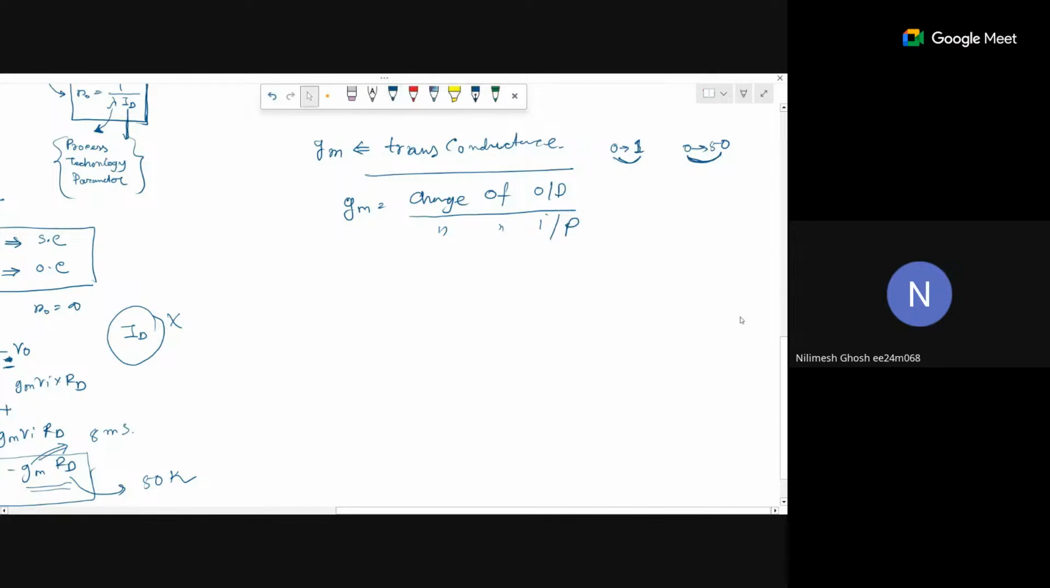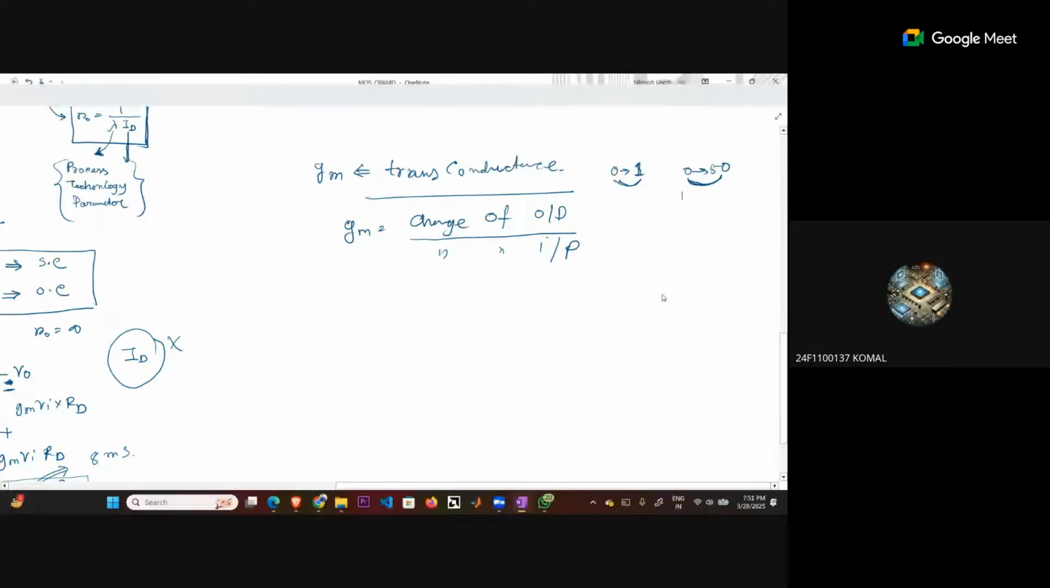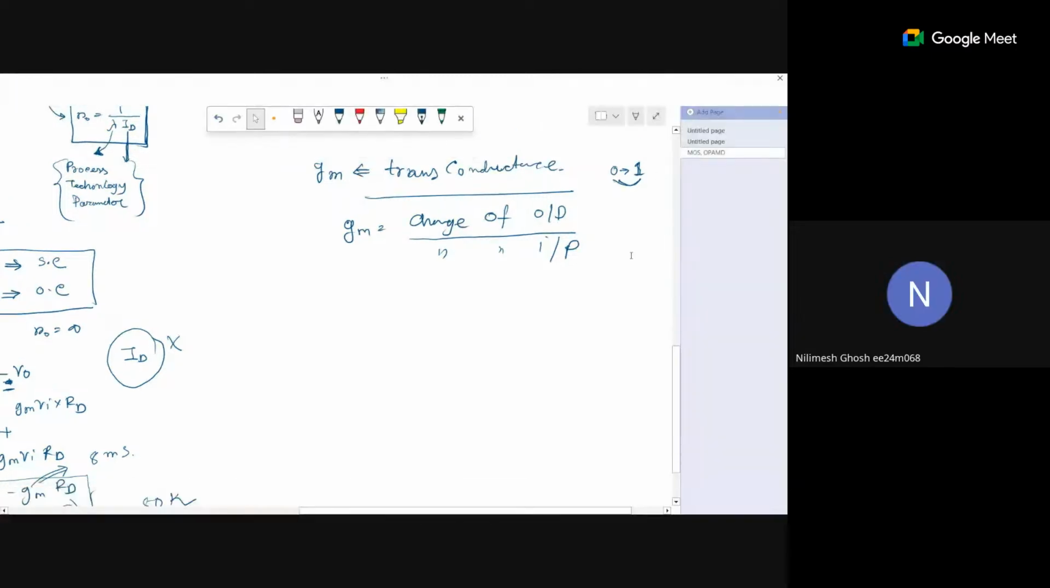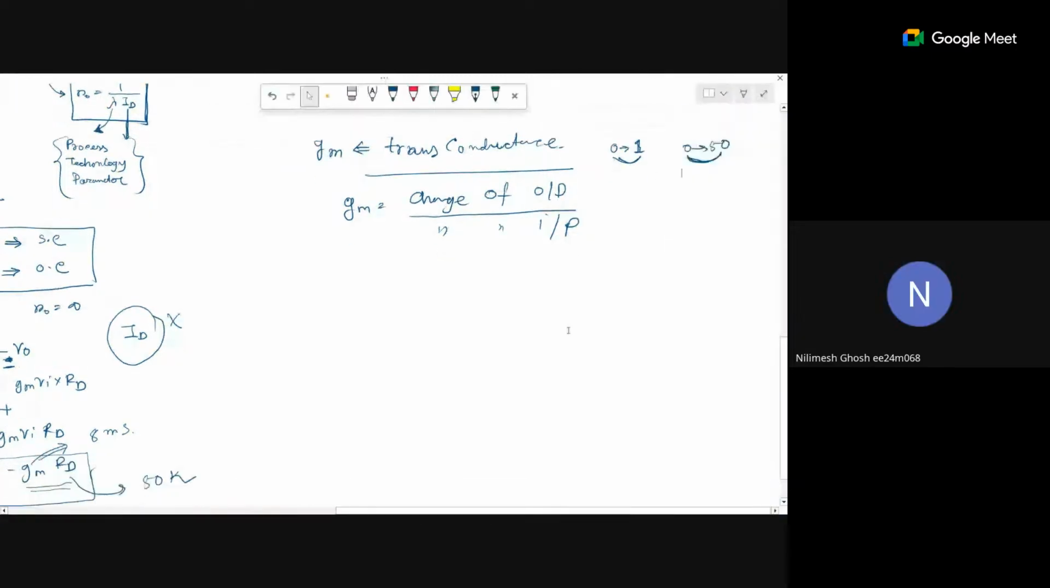Hello, are you getting it or not? Yes, sir. Okay, so gm is the effect on output due to the change of input. Effect means what? The changing of output, right? Whatever the output is changing. And what is the effect of input? Like whatever my input is changing, right?